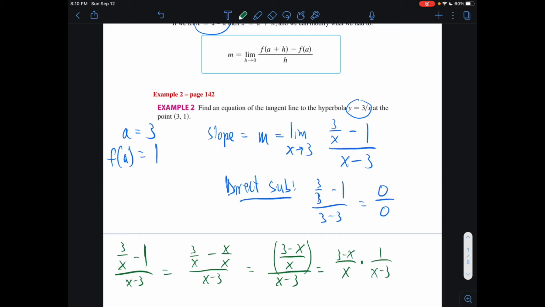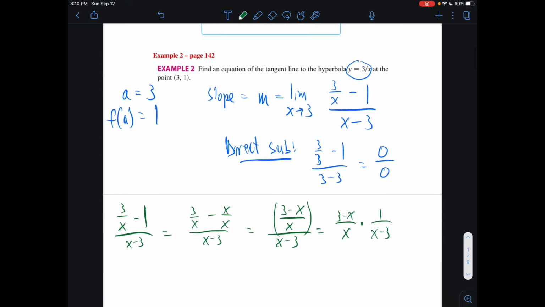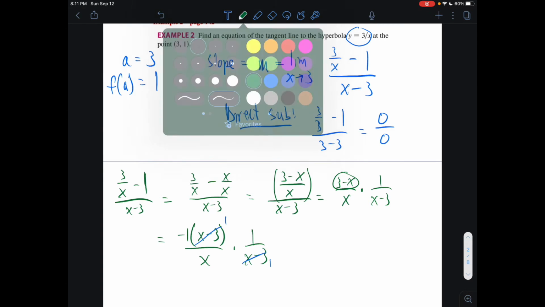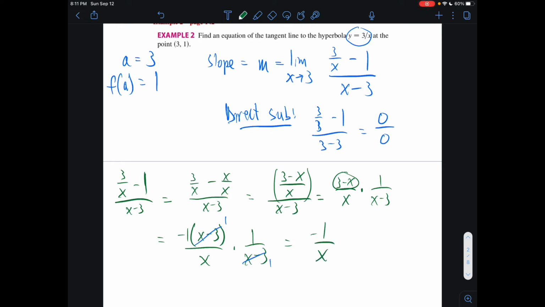And I can see that if I do something with that numerator 3 minus x, I will be able to cancel something out. What I have to do is factor out a negative 1. Negative 1 times x minus 3. If I was to redistribute that negative 1, I would get back to 3 minus x. And I can see that if I do that, then I'm able to cancel out the x minus 3 factors by division, and this leaves me with just negative 1 divided by x.